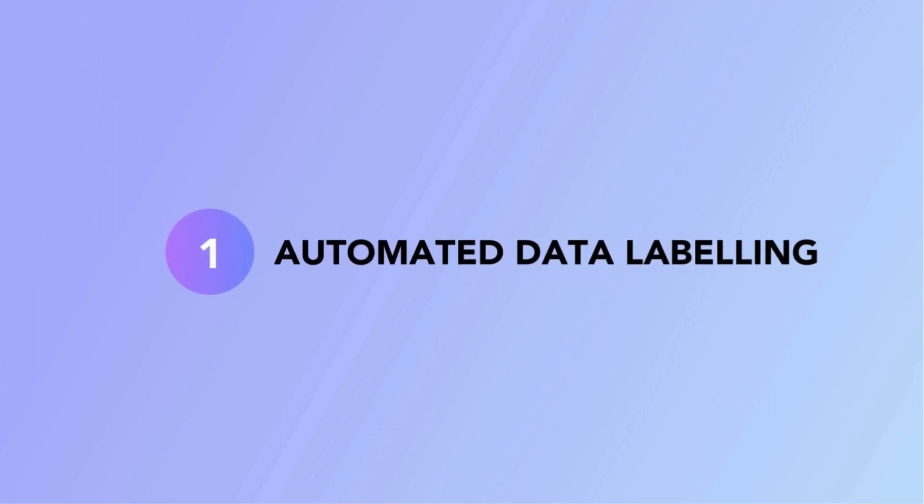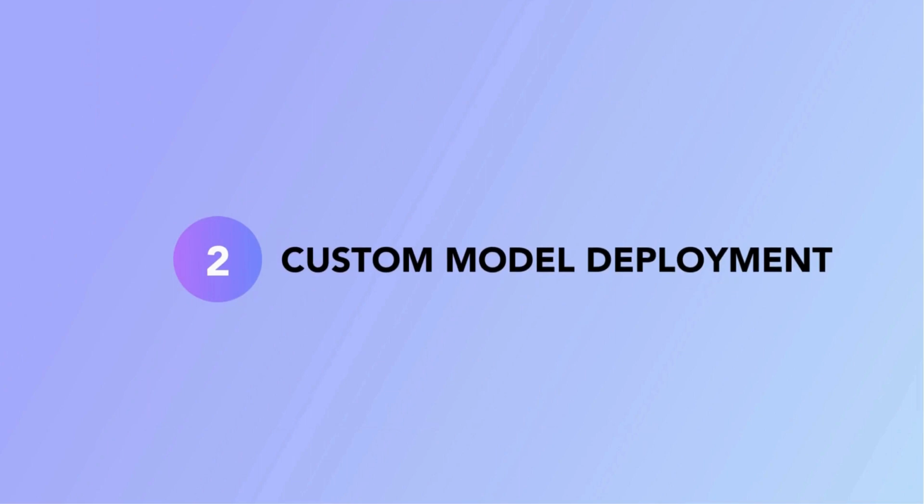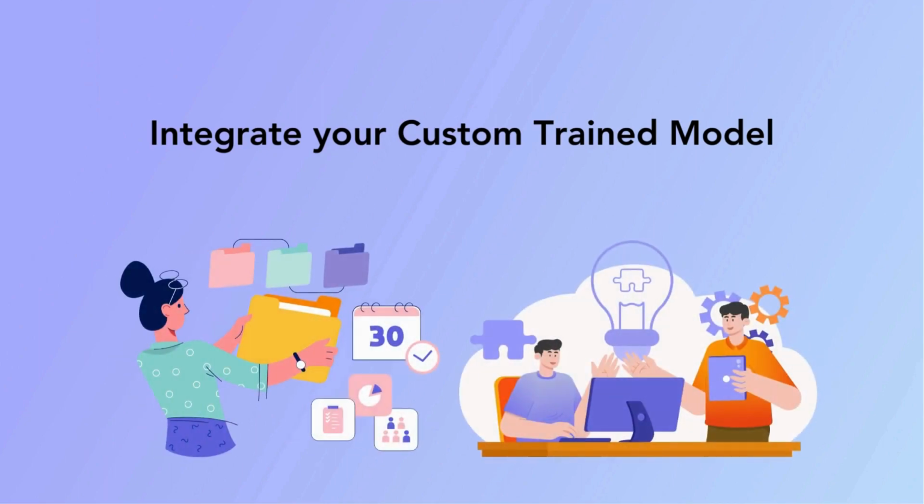Before diving into the hands-on demonstration, let's highlight the core features of this integration. 1. Automated data labeling. Leverage state-of-the-art ML models to automatically label your datasets, reducing manual effort and increasing label accuracy. 2. Custom model deployment. Integrate your custom-trained models to apply specific labeling logic, tailored to your unique project requirements.